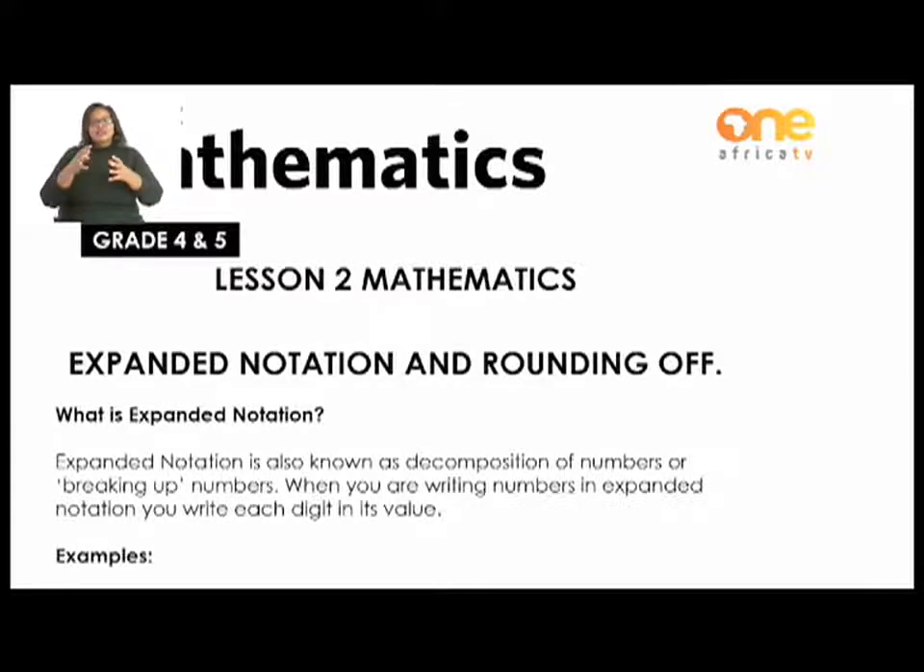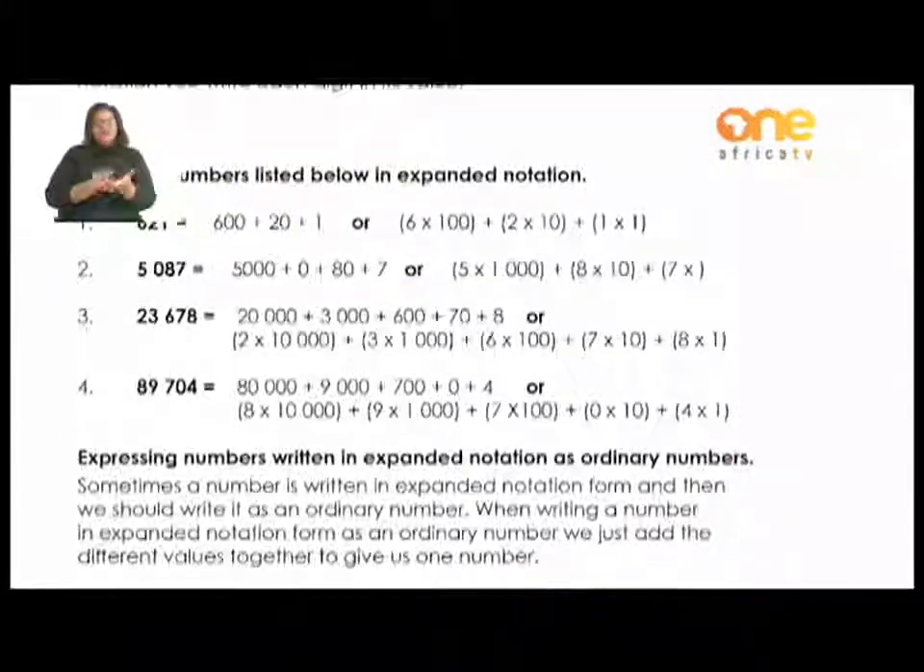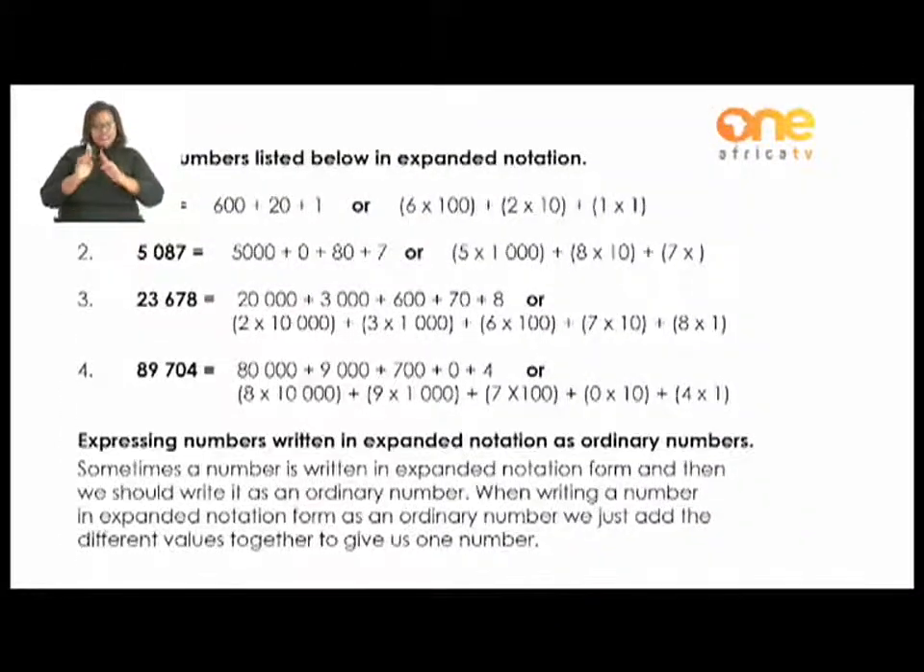Expanded notation is also known as decomposition of numbers or breaking up numbers. When you're writing numbers in expanded notation, here we write each digit according to its value. Remember with our first lesson, we talked about place value and we talked about value. Now, in decomposition or expanded notation of numbers, we write numbers according to their values. Now, if we go to the board, let's try the first two examples.